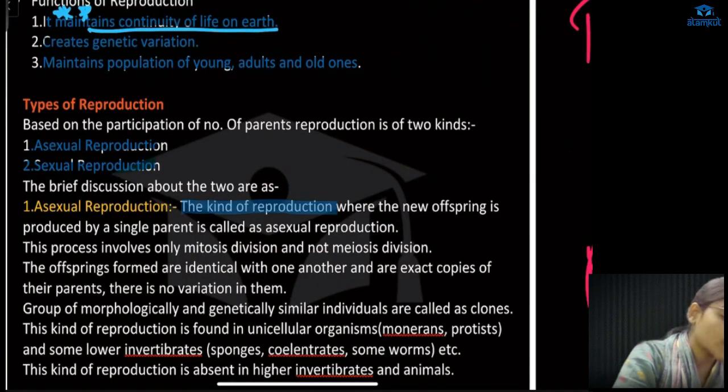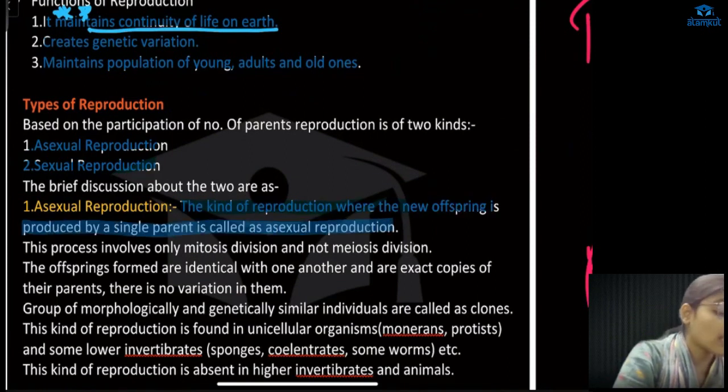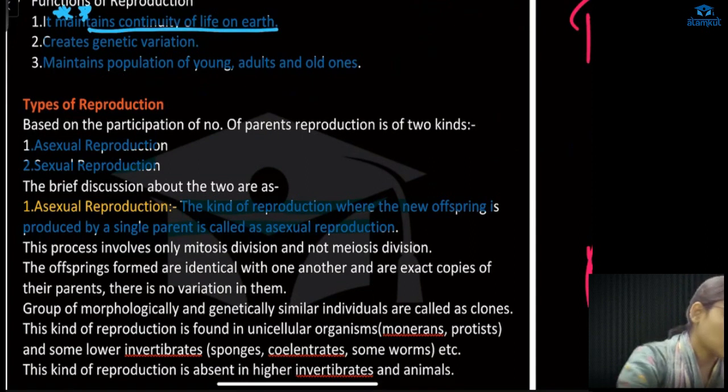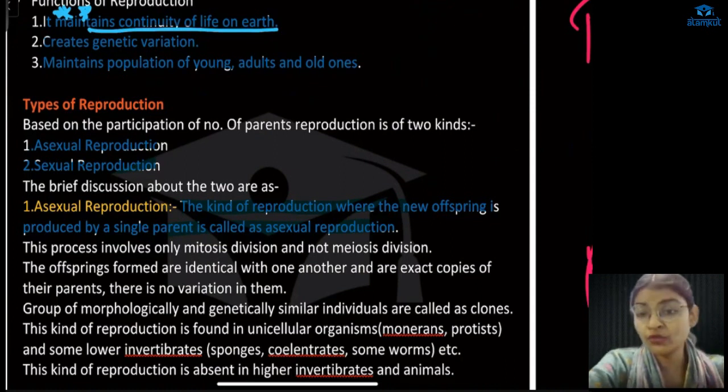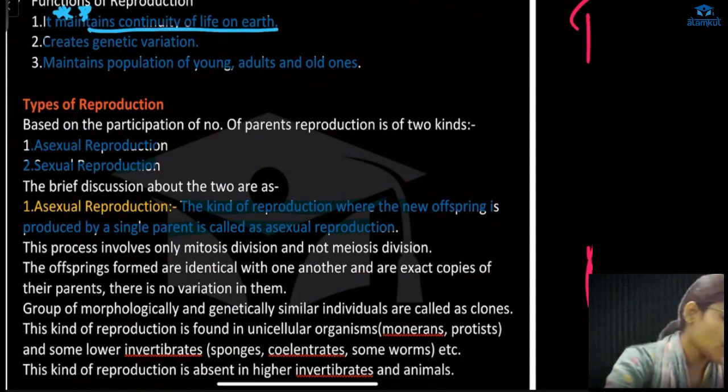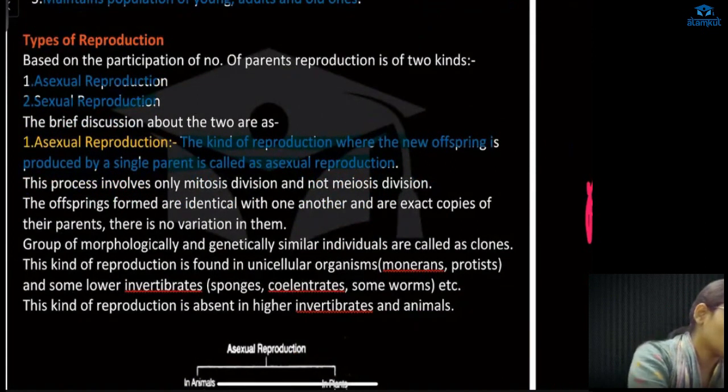The kind of reproduction where new offspring is produced by a single parent is called asexual reproduction. It does not need the involvement of two parents. Only a single parent is able to produce its offspring. The process involves only mitosis division and not meiosis division.